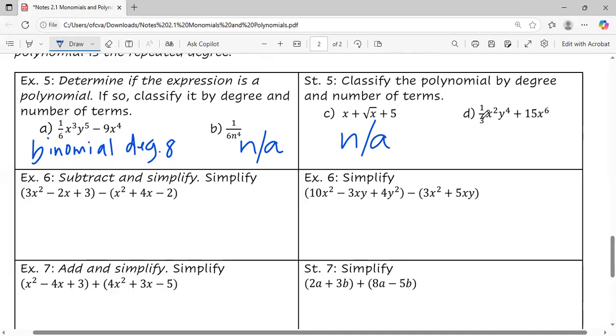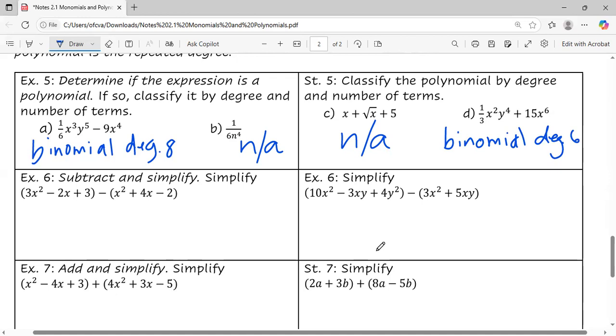Then when you jump over to D, you have 1/3 x squared y to the fourth. You can have a constant in the denominator, so that's allowed. What you cannot have is a variable, right? So this one's good. So is this one, which is just a simple 15x to the 6th. That's a monomial. So we have 2 terms, so it's going to be a binomial. But we have to make sure we check the degree. So this is 2 plus 4. That's 6. This is already degree 6. So if your degrees are the same, if they repeat, you just write degree 6, whatever that degree is that repeats. So this is a binomial of degree 6, because we don't have a name for a degree 6.